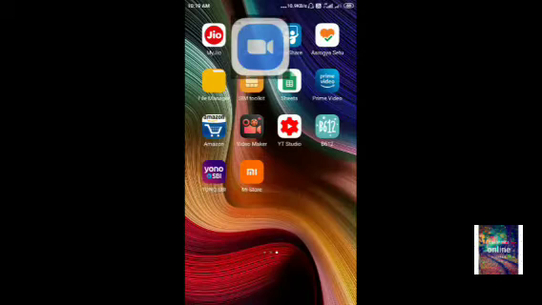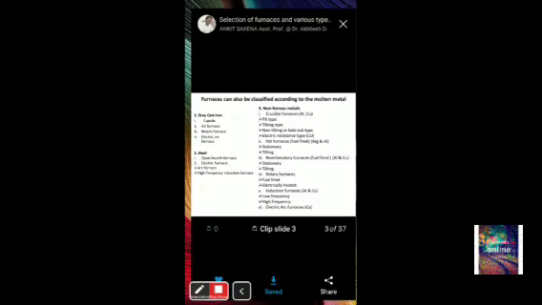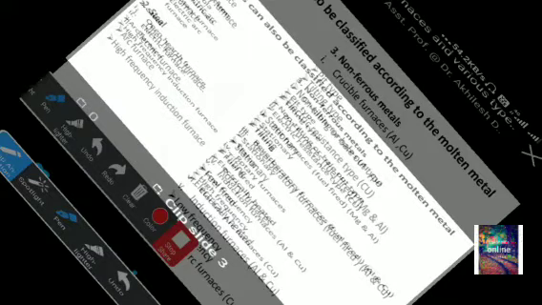The limestone is nothing but... the screen is not visible, ma'am. Okay, just wait a minute. Is it visible now? Okay ma'am. Okay, right.